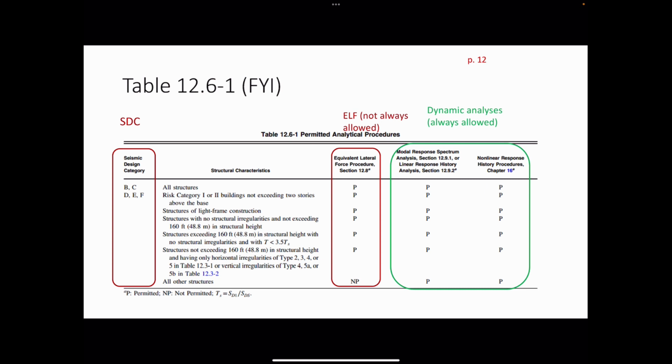The other methods that are showing up in the table are always permitted. These are dynamic analyses, and they're more involved. They're also more accurate, which is why they're always permitted. But we generally don't use those methods unless we really need to.